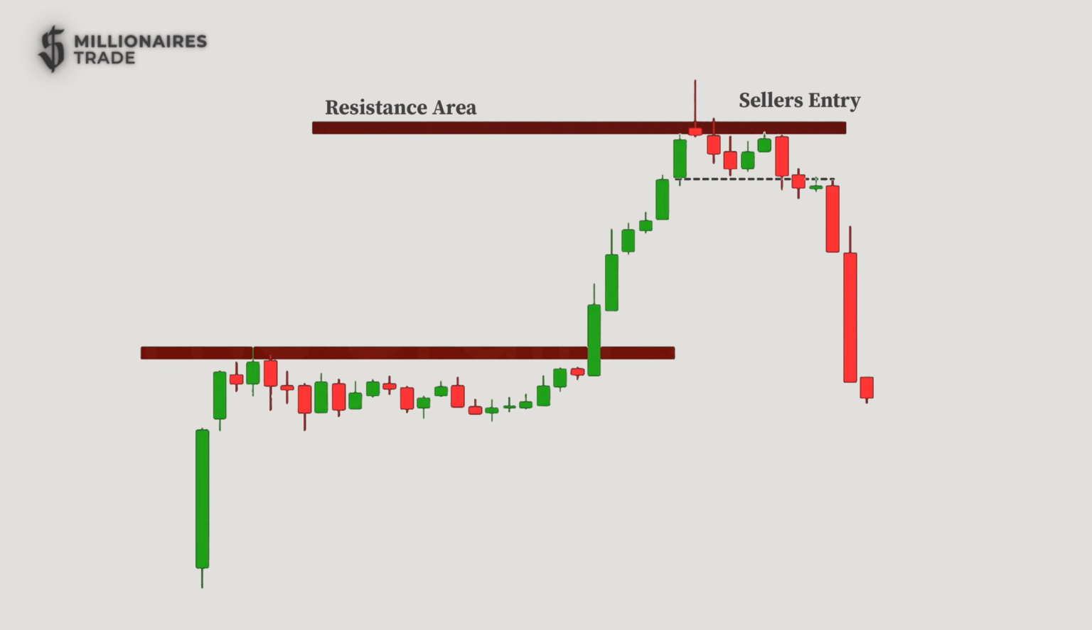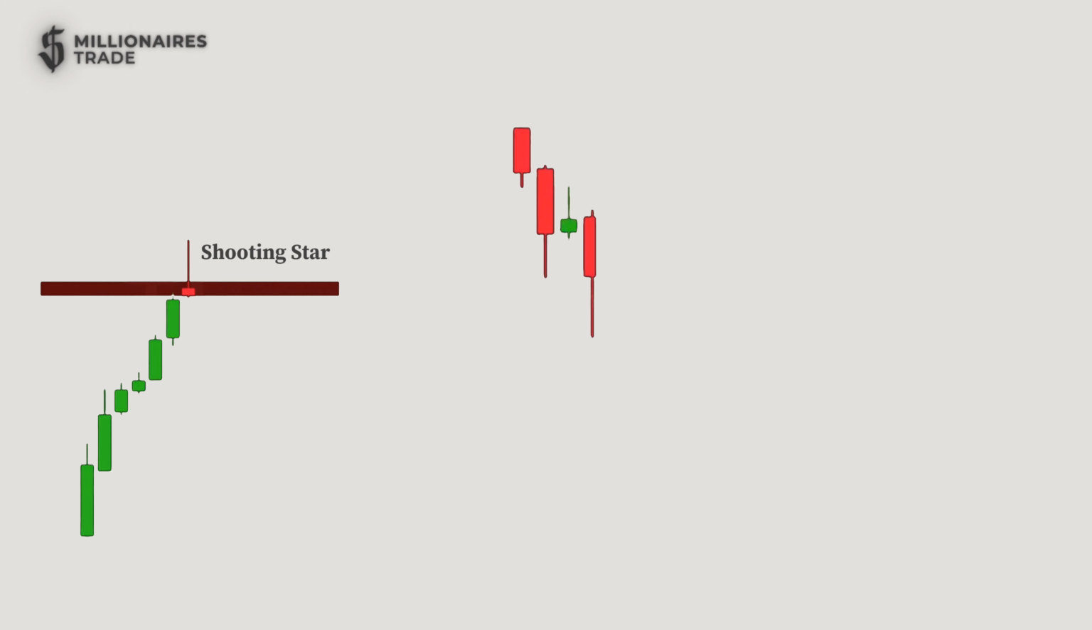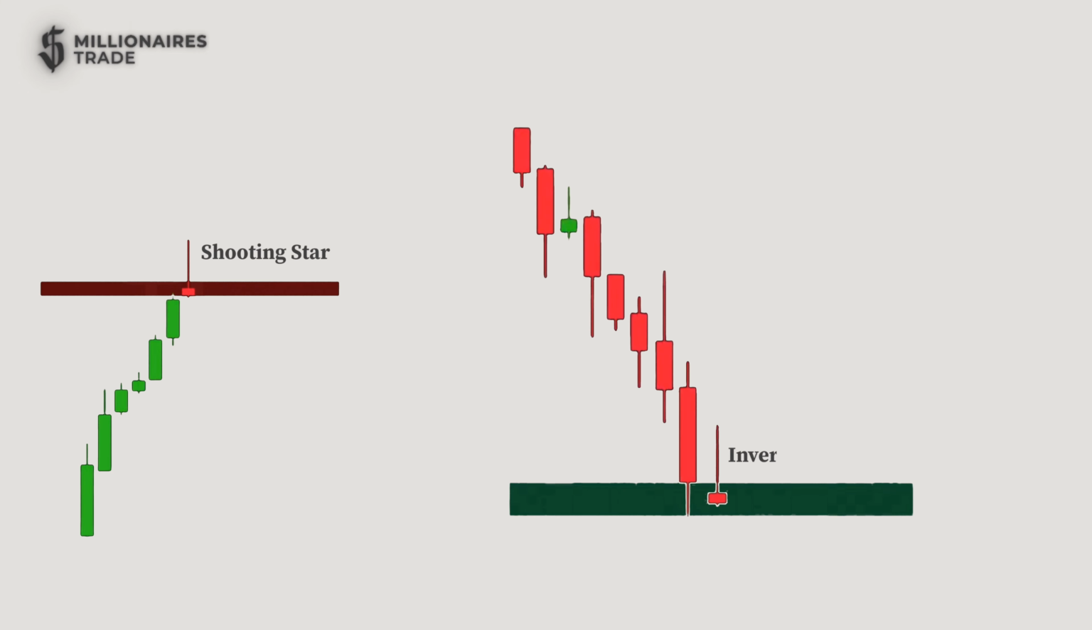Now let's look at the inverted hammer candle. The shooting star candle forms at higher levels after an uptrend and signals a bearish reversal. In contrast, the inverted hammer candle forms at lower levels and signals a bullish reversal. If you invert the hammer candle, you will see the inverted hammer candle forming. Here, when the price is in a short-term downtrend and near its support level, sellers book their profits, causing the price to move up but then close lower again.